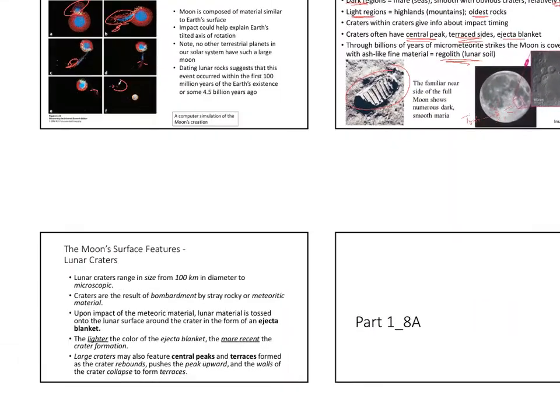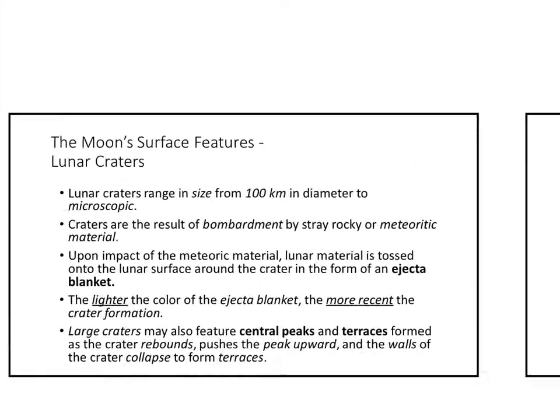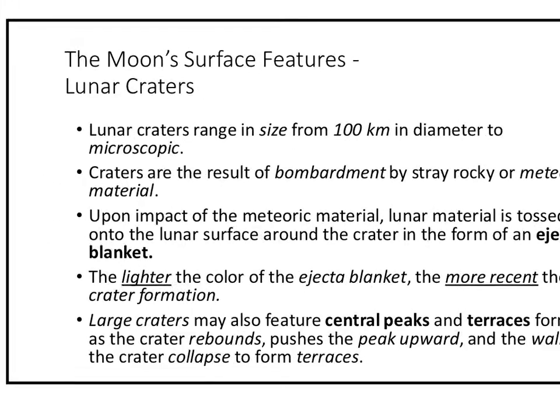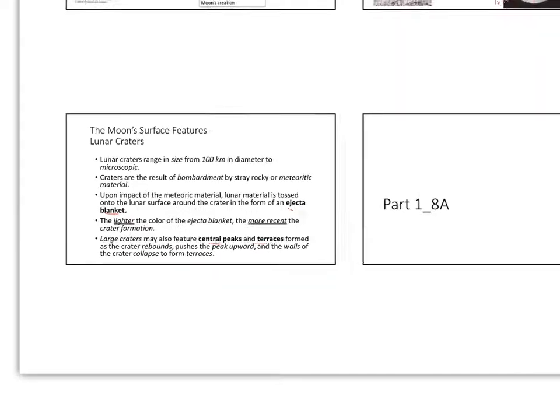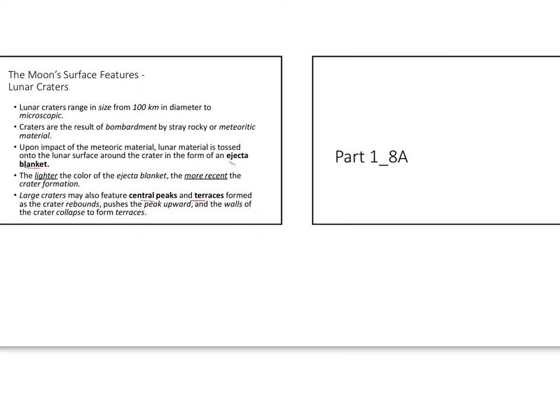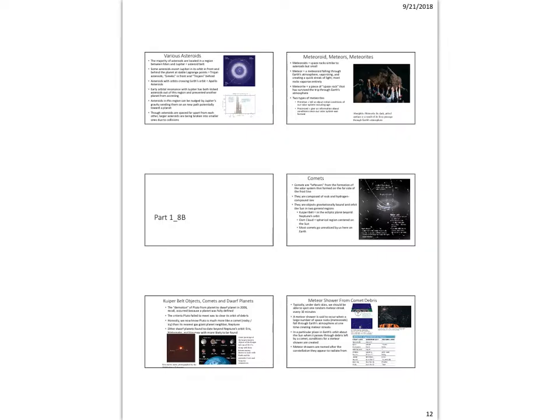Oh, I guess I did have another slide. Sometimes my slides are repeating slides. Here again, I talk about the central peaks, the terraced sides, and the ejecta blanket. The color can indicate how long it's been there. Okay. Now on to part 1-8A, a full moon phase.